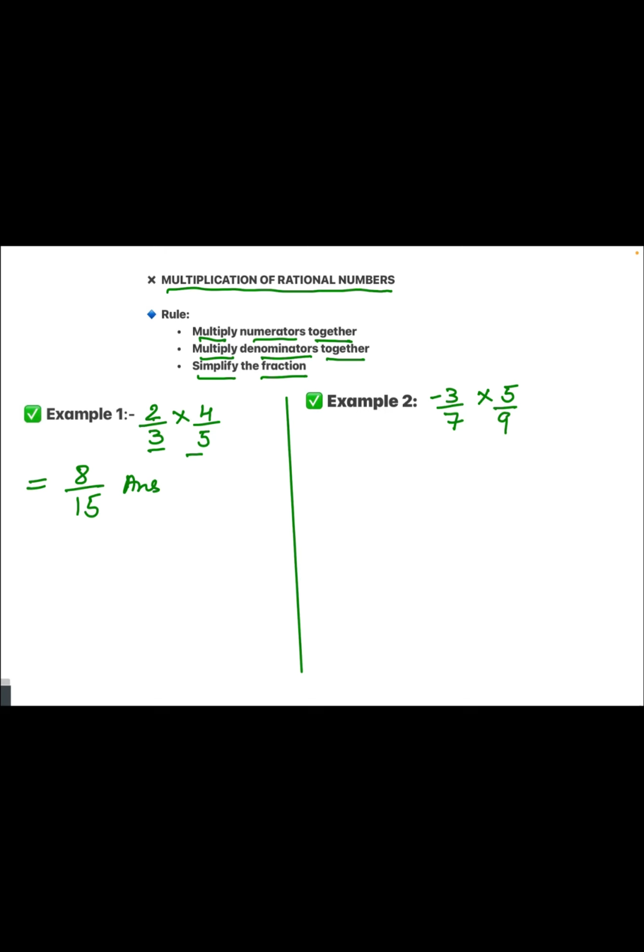The second example is with a negative number, minus 3 over 7 multiplied by 5 over 9. So we follow the same rule, multiply the numerators and multiply the denominators. So 3 times 5 is 15. We will put a negative sign here. 7 times 9 is 63. Now we will simplify it. After simplifying it, the answer is minus 5 over 21.